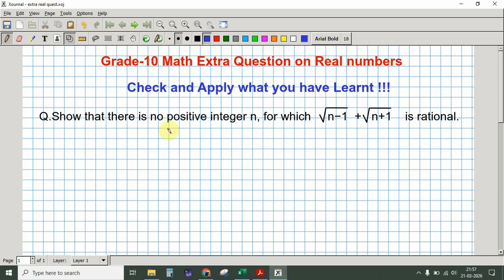So in other words, what we want to show is that square root of n minus 1 plus square root of n plus 1 is always irrational for every positive integer n. So let's begin the solution.